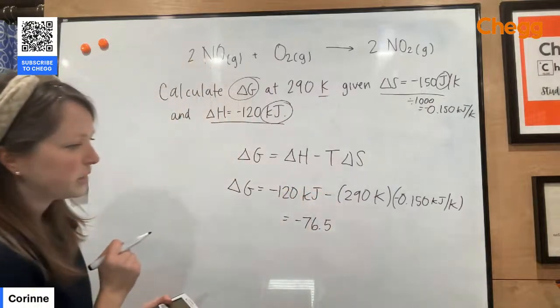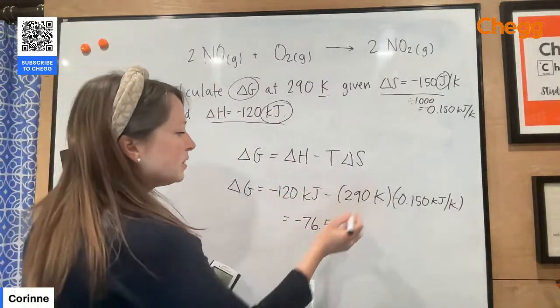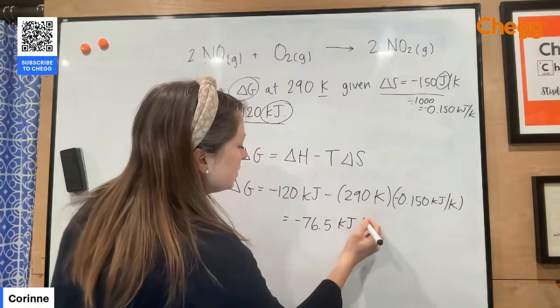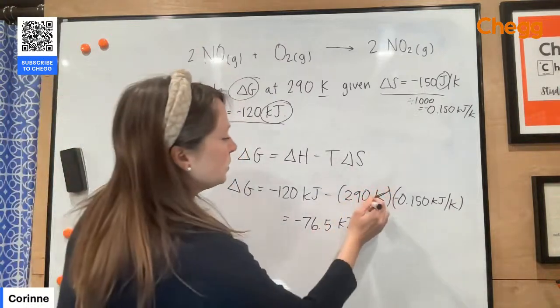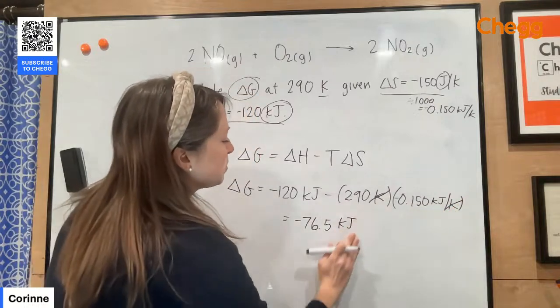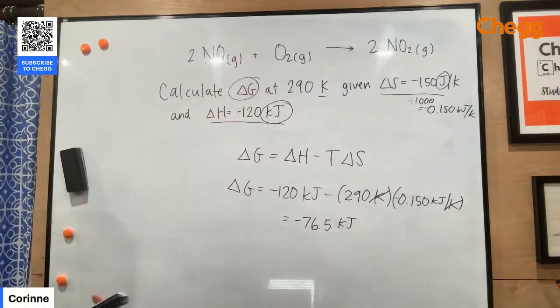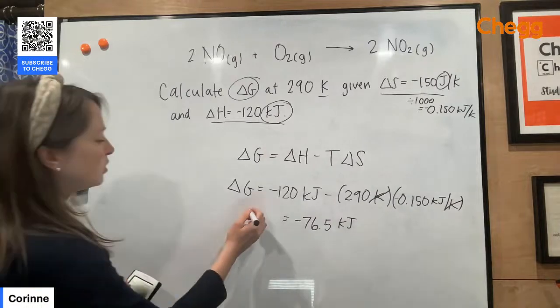All right, and what are my units here? So it's going to be kilojoules per Kelvin, right? Wrong. So look at this. Kelvin times 1 over Kelvin is going to cancel out. This is just going to be negative 76.5 kilojoules.